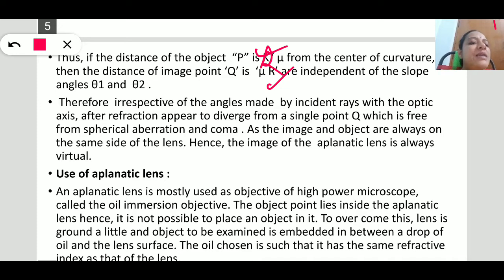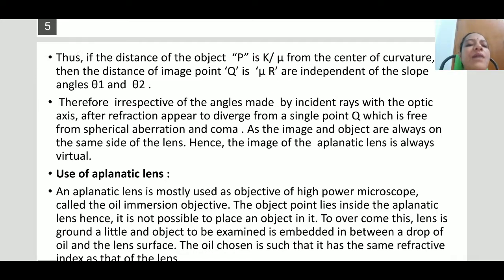The image and object are always on the same side of the lens. Here in that figure you observed that we place the object on one side and the image is also obtained on the same side. Therefore the image of the aplanatic lens is always a virtual image. This is how the aplanatic lens removes spherical aberration.